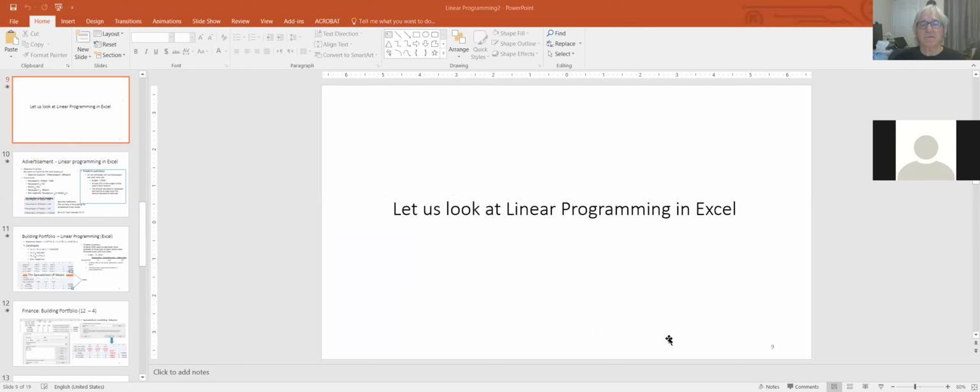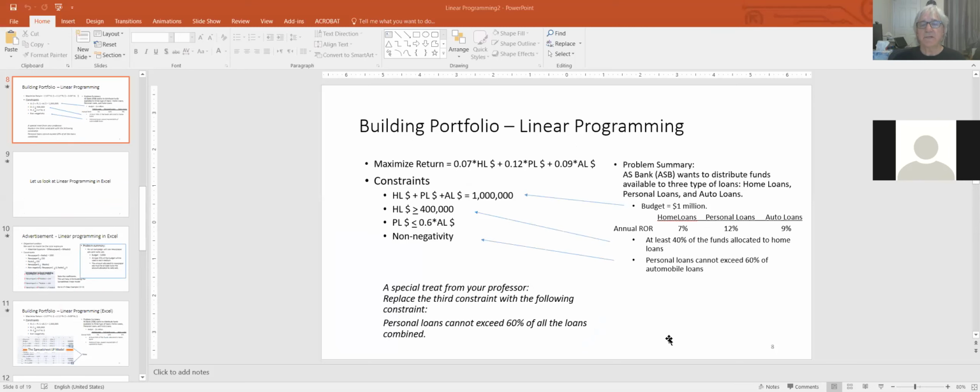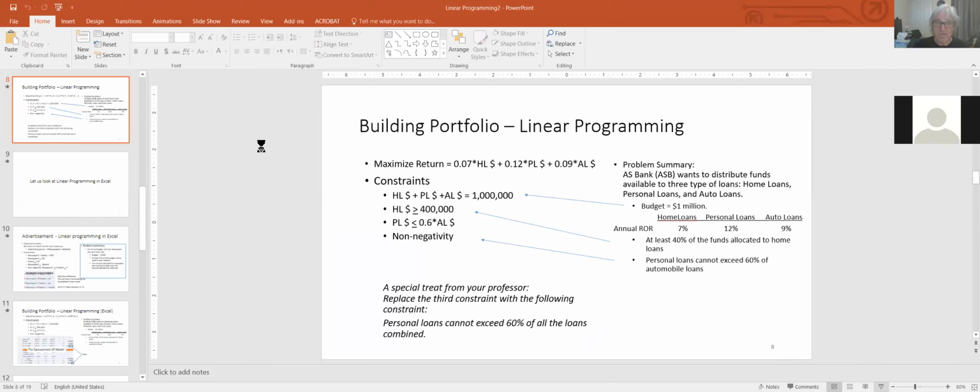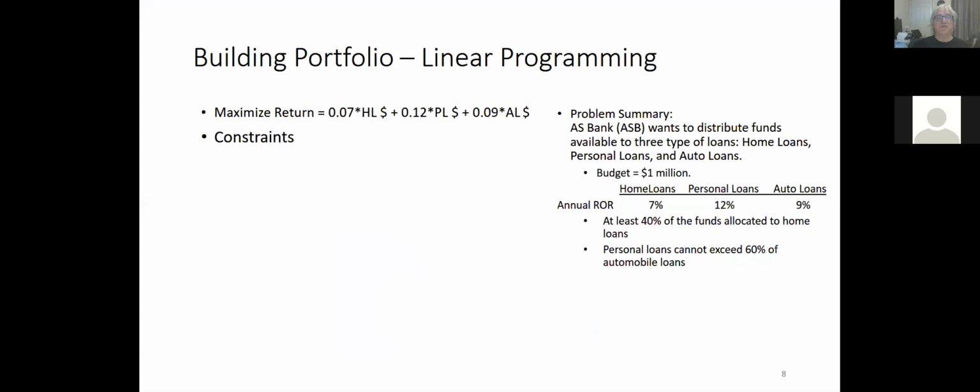Okay, so I'll go back to the PowerPoint that I wanted you to see. Yeah, this is the problem I want you to see. It's one application quite popular from finance, in which you are trying to optimize building a portfolio based on rate of returns that you try to maximize their total.